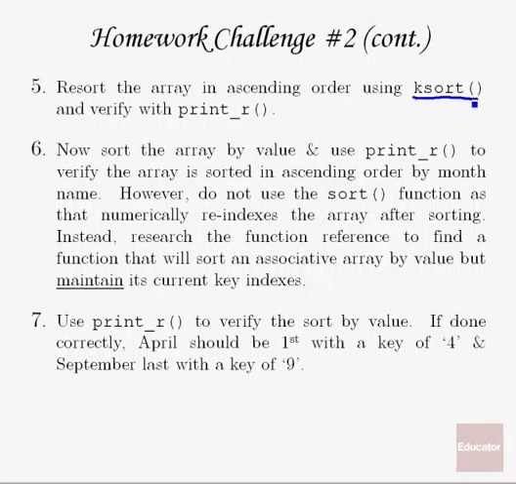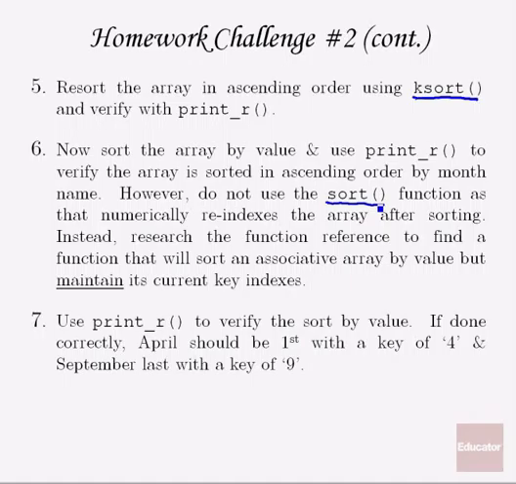And what that's going to do is it's going to sort the months. It's going to sort the array according to the value, which is the month name. However, I don't want you to use the sort array. I want you to research in the function reference again to find a function that will sort an associative array by value but keeps the key associations.